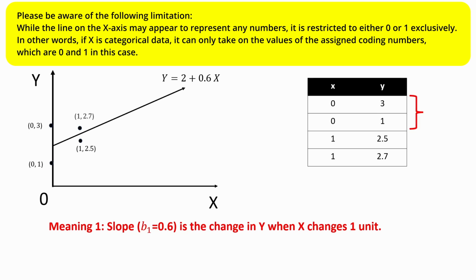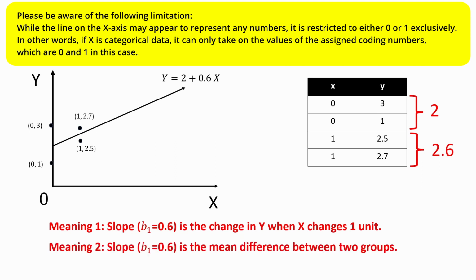But there's another angle. If you look at the mean for the group where x is 0, the mean is 2, since 3 plus 1 divided by 2 is 2. And for the other group, the mean is 2.6. So here you can see that the slope actually has another meaning, namely the mean difference between these 2 groups. Yes, the difference between 2.6 and 2 is 0.6.